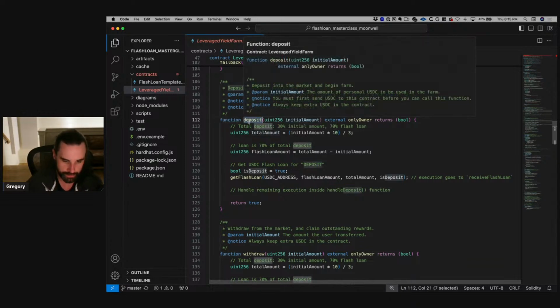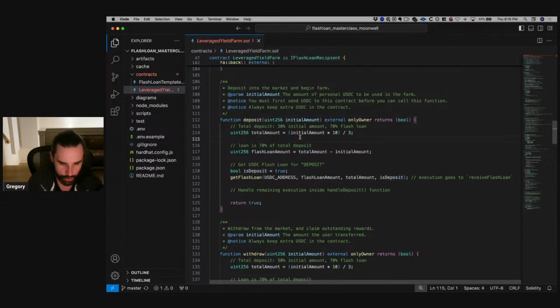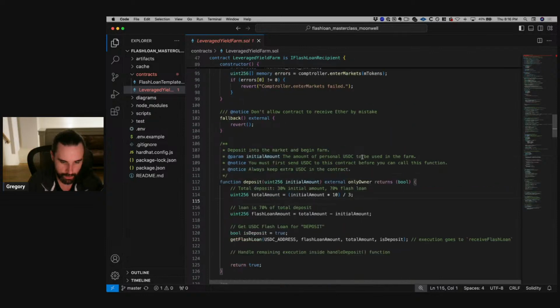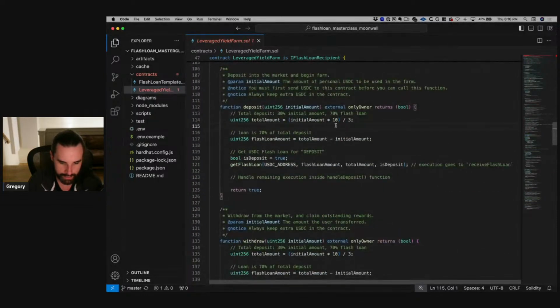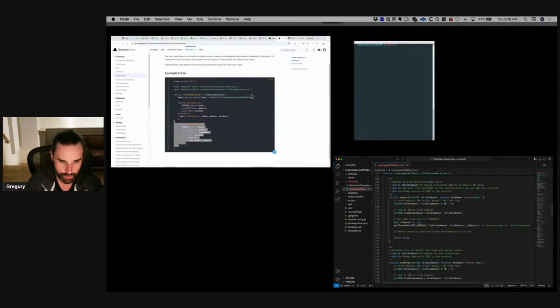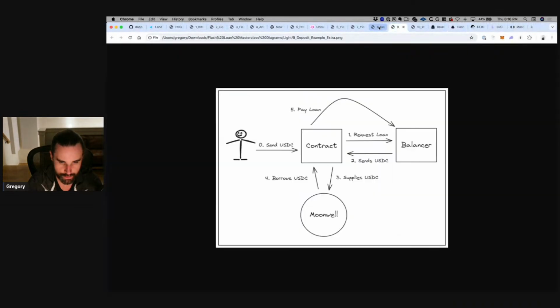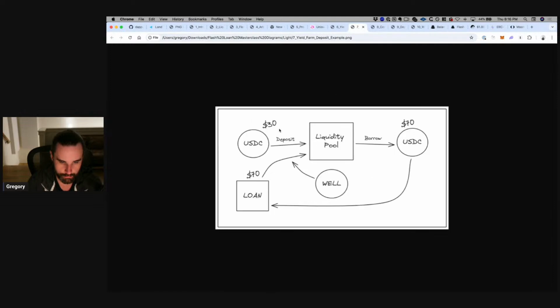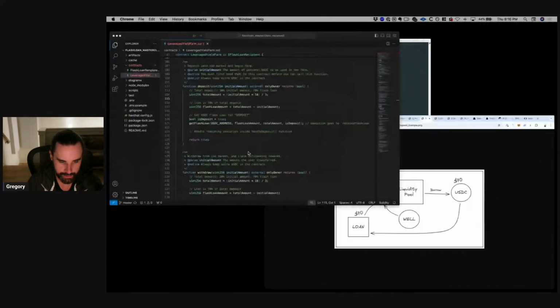This is a function that gets called, obviously, whenever you're putting money into the application. It takes an argument of an initial amount. I use 30 in this case for easy math. What we do first is calculate the total amount. We're going to assume we're taking out a 70% flash loan and a 30% initial amount, going back to this diagram that I showed you, 30 and 70.